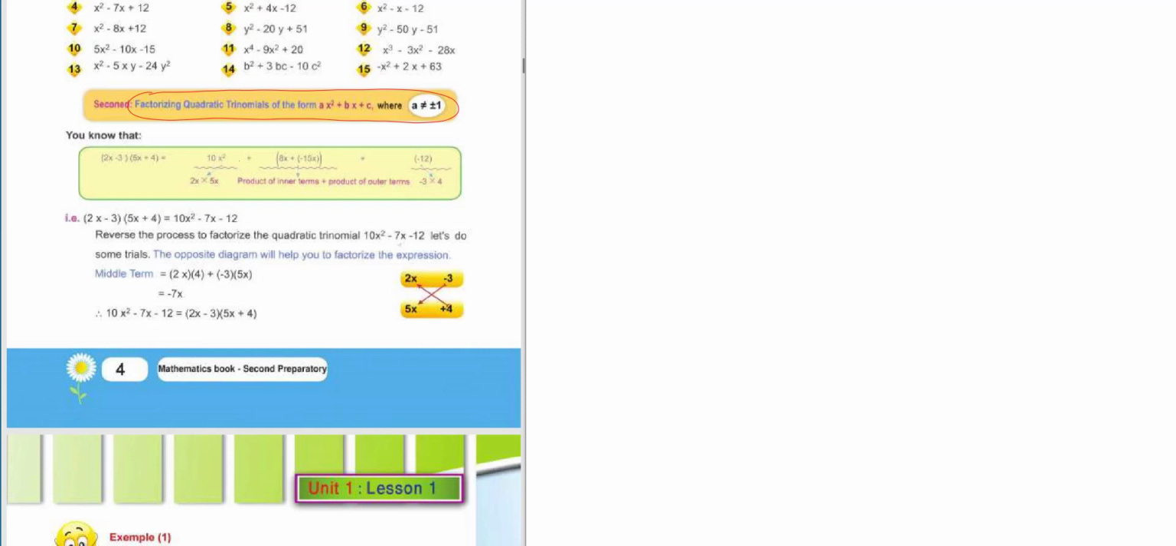Our lesson today is the second part of lesson one, factorizing quadratic trinomials. We learned in the previous part how to factorize a quadratic trinomial in the form ax² + bx + c when a equals positive or negative 1. Today we will learn factorizing quadratic trinomials when a doesn't equal positive or negative 1.